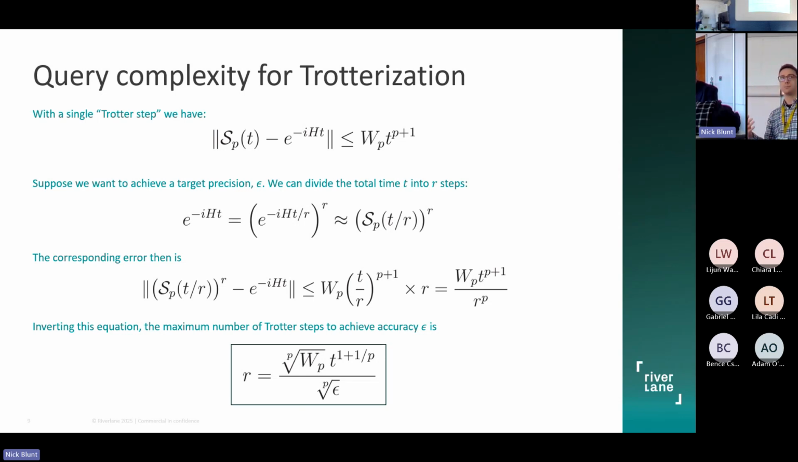So for any quantum algorithm, you need to run for at least order t. That is kind of the optimal. So these algorithms do not quite reach that optimal, but as you go to higher and higher orders, you can get closer and closer to order t scaling.